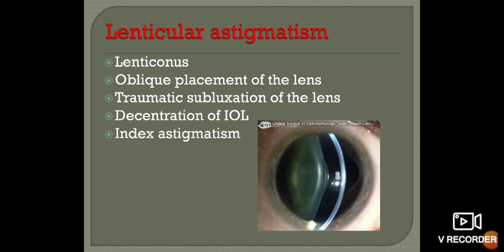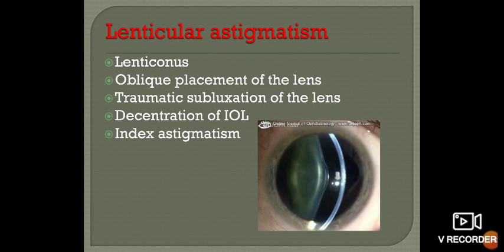What happens in lenticonus? There is anterior protrusion of the anterior surface of the lens, or the anterior-most part of the lens. You can see in the picture: anterior protrusion of the anterior capsule of the lens. Okay, so this is lenticonus.